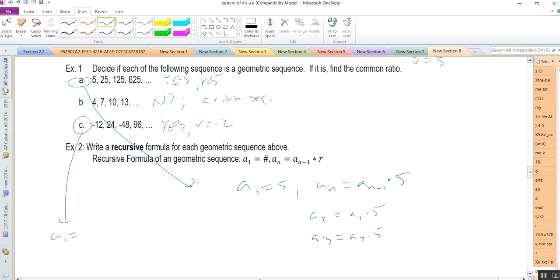And then for this one here, you say the first term is -12. And then an is an minus 1 times -2, because you're multiplying by -2 over again for c. So again, this is the new term. That's the previous term.